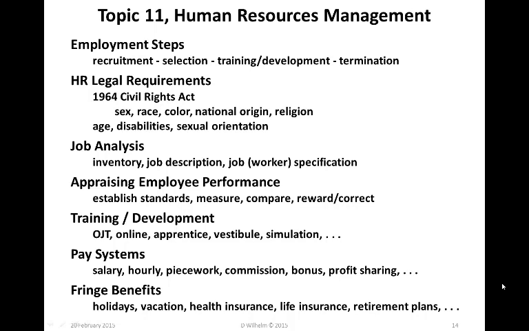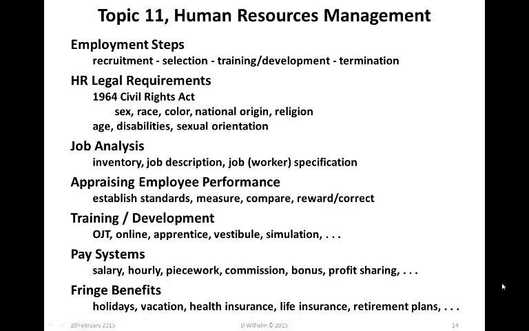Some of the human resources legal requirements are the 1964 Civil Rights Act. There are many, but this is probably the most important one. This makes illegal discrimination based on sex, race, color, national origin, or religion. It does not cover age, disabilities, and sexual orientation, though these are covered in other laws.